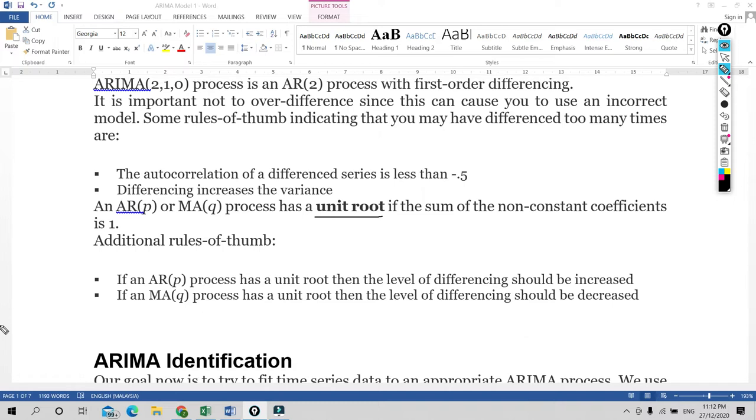If your AR process has a unit root, the level of differences should be increased. Then for the MA model, if the process has a unit root, then the level of differences should be decreased. So for an AR process, if you have a unit root, the level of differencing should be increased. Later on, I will explain what unit roots are. So now, let's go to this part.